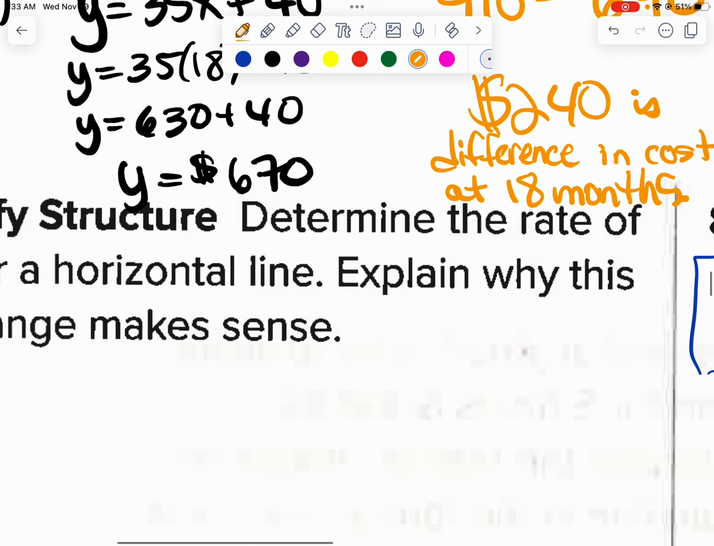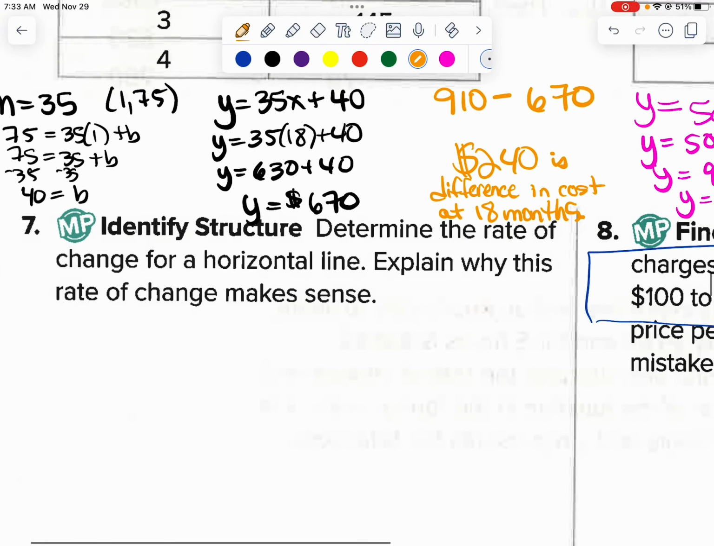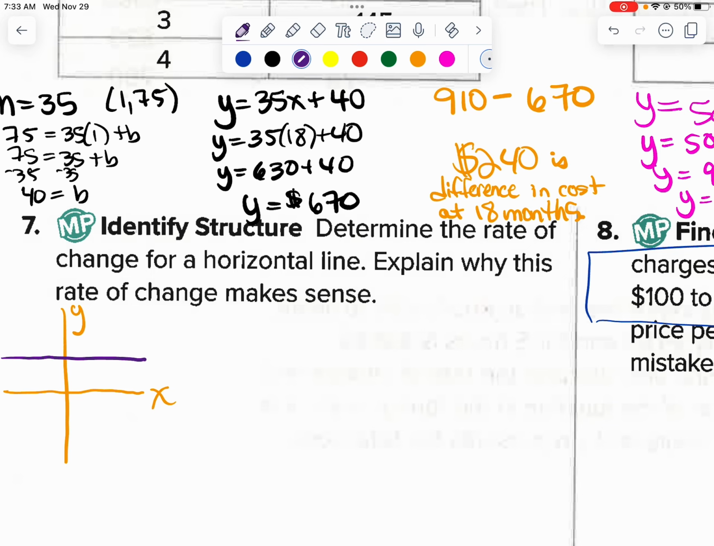Okay. Over here, it says determine the rate of change of a horizontal line. So if I was to draw, this is the x-axis, the y-axis, and I was to draw this line right here. Okay, what is the rate of the change of a horizontal line? The rate of change is 0. Explain why this rate of change makes sense.